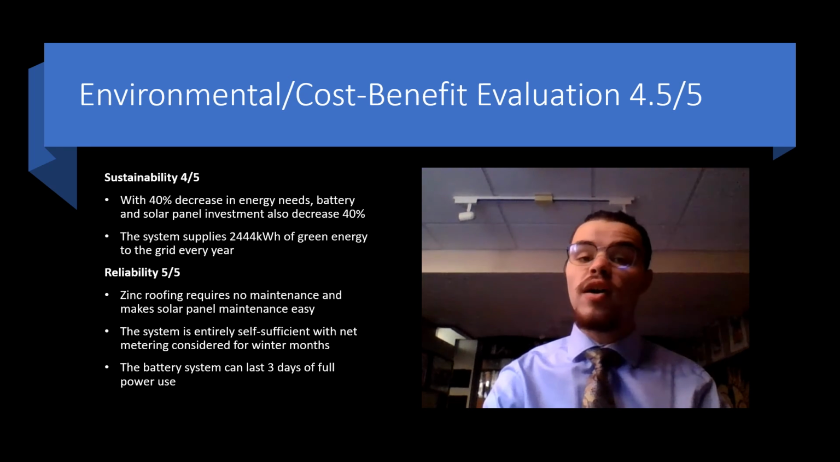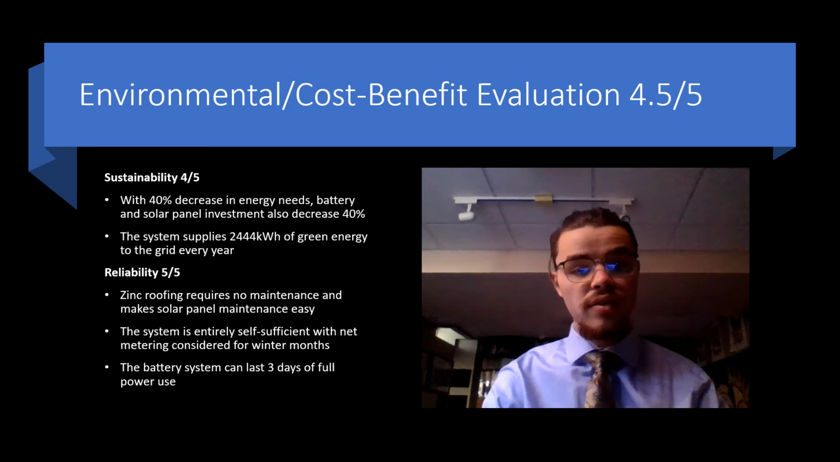The zinc roofing requires no maintenance. It makes solar panel maintenance very easy. This system is entirely self-sufficient with net metering considered for winter months, and the battery can last up to 3 days of full power use, giving reliability of 5 out of 5, earning a total of 4.5 out of 5.